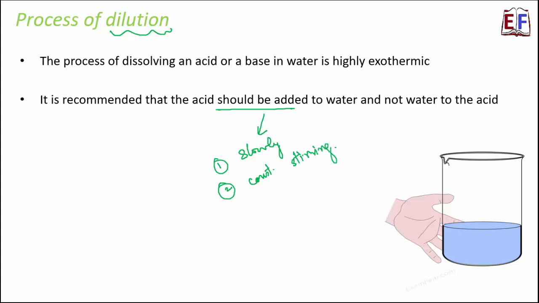So what happens with stirring? When you are adding acid and stirring it continuously, it's like you're mixing it uniformly in the entire solution. But if you suddenly add it, it might happen that the concentration of the acid immediately becomes very high in that particular locality, and it might generate too much heat. So constant stirring is important, and adding the acid slowly to water is also important, and you should never add water to the acid. And this is the reason this process of dilution is worth discussing.